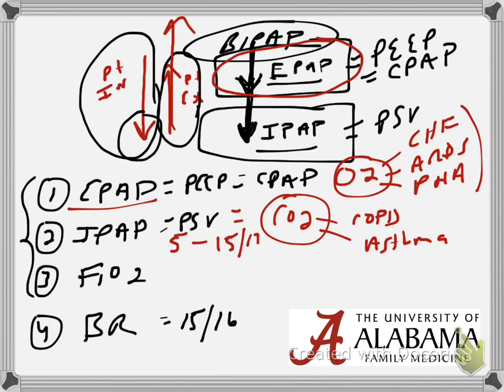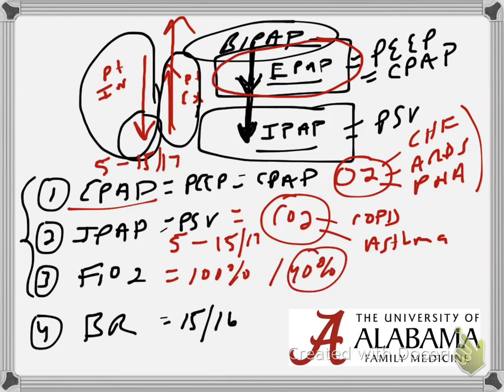EPAP, on the other hand, is an O2 problem. You start them at 5 and you go up to 15 or 17 in order to correct their O2 problem. Your FiO2 you can generically put at 100% and you can titrate it down as need be. In a COPD patient, maybe you only need 40% because, again, it's not an oxygenation problem, it's a ventilation problem.